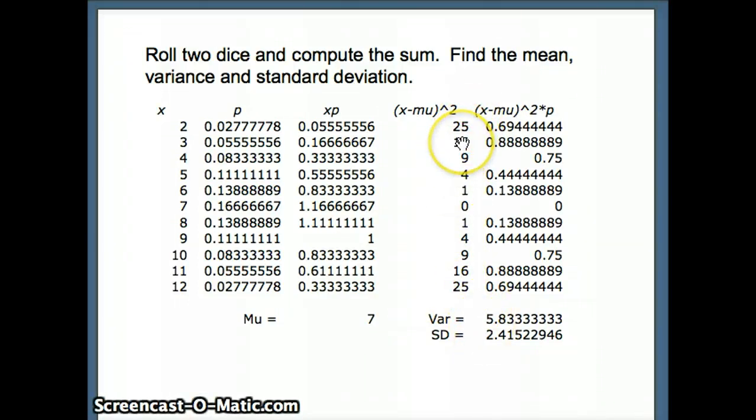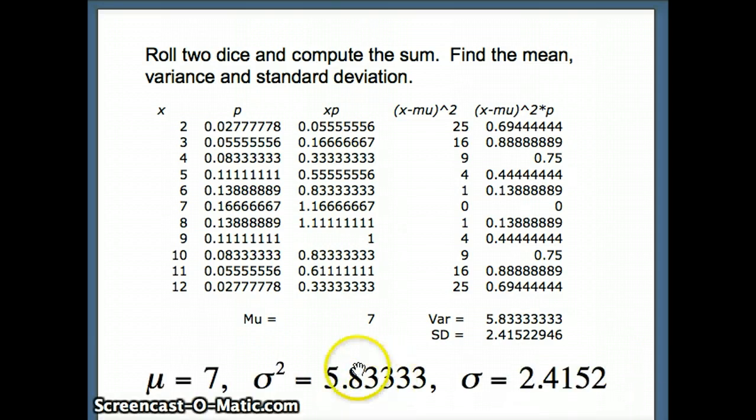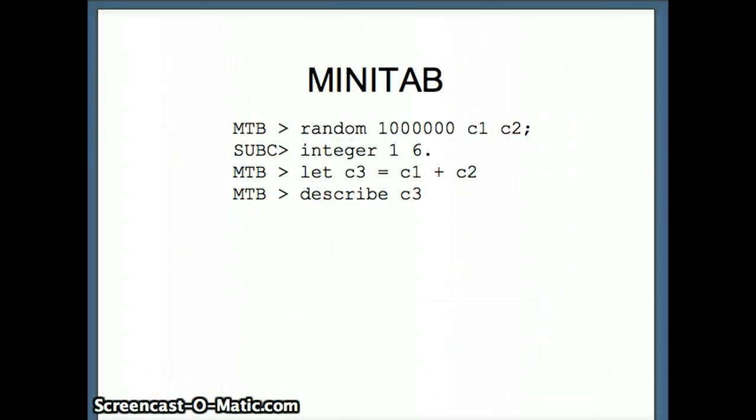Then we've got to take these numbers, x minus mu squared times p. So 25 times 0.0277 will give me about 0.6944. We sum all those numbers and we get the variance. And of course the standard deviation is simply going to be the square root of the variance. And certainly these types of computations are best done on a spreadsheet like Excel. So theoretically we're going to say our mean of this random variable is 7, our variance is 5.833, and our standard deviation is 2.4152.